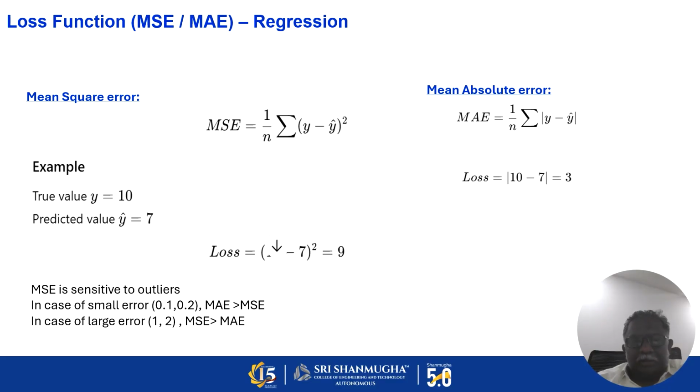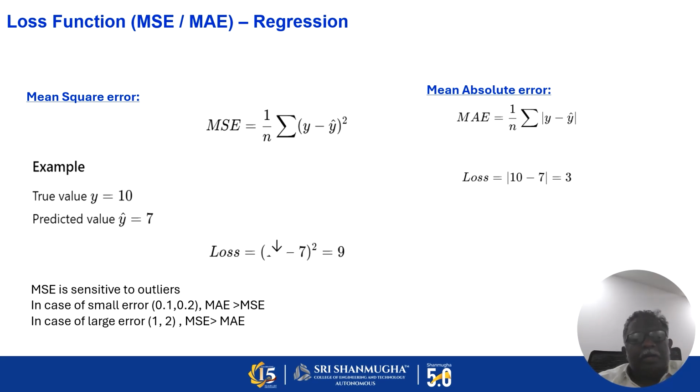We can go by this way: a loss function for the regression model and a loss function for the classification model. For the regression model, we can go by two metrics: one is mean square error, another is mean absolute error. Mean square error is the mean of the squared difference between the predicted and actual one. Mean absolute error is the mean of the absolute difference between the predicted and actual one.